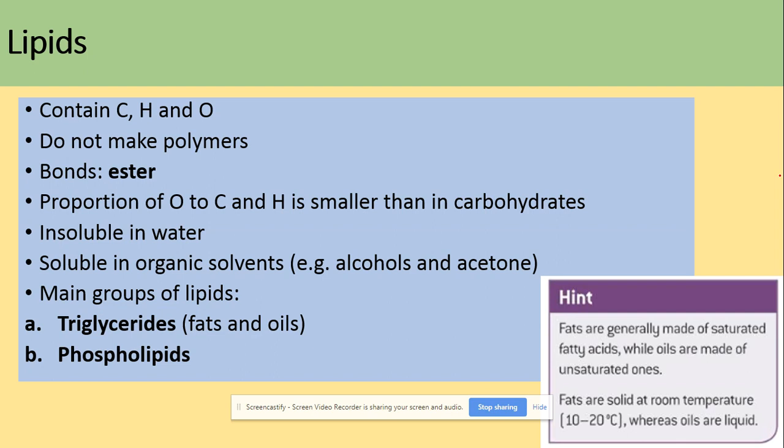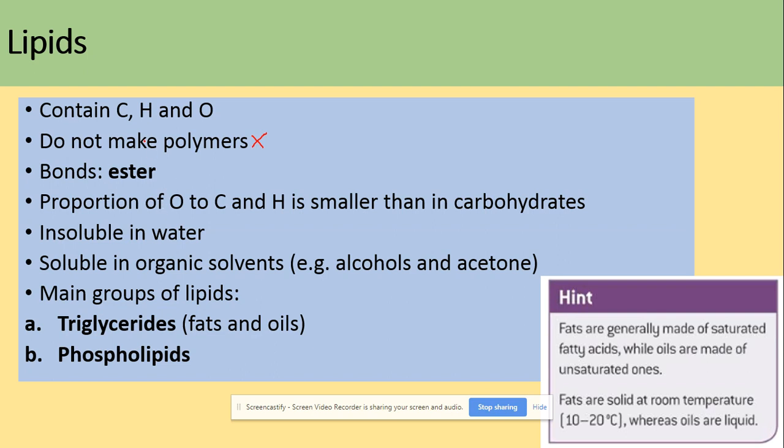So, firstly, what are the atoms involved in lipids? It's carbon, hydrogen, and oxygen. And really important information, lipids do not make polymers, okay? So they are not polymers. The ester bond found in lipids is made between glycerol and each fatty acid.